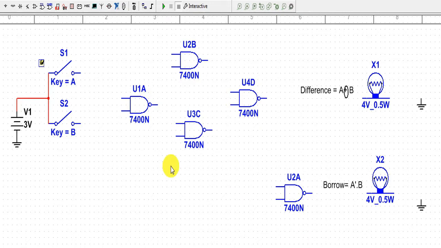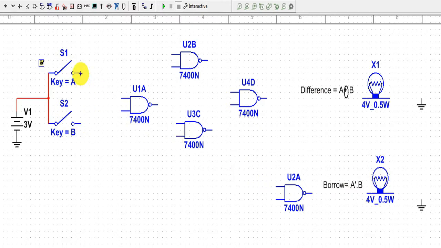So for doing this experiment, for making a half subtractor using NAND gate, we require 5 NAND gates and 2 bulbs for showing the difference bit and the borrow bit. And we require 2 keys, that is key A and B, for providing the input signals.